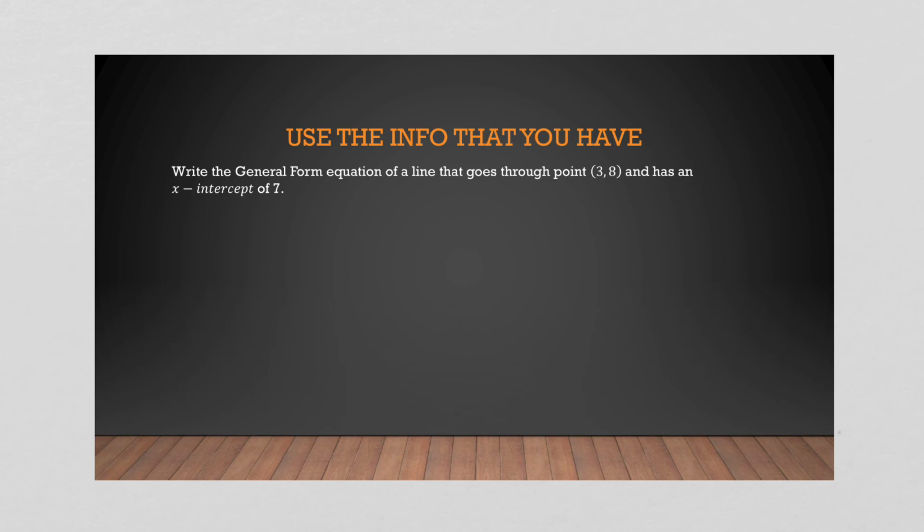So this is our last one. And this just changes the information to make you think a little bit more. So write the general form equation, ax plus by plus c equals 0, of a line that goes through this point and has an x-intercept of 7. So you might be looking at this going, okay, well, I don't have a slope. I only have 1 point. But you don't have 1 point. You have 2 points. The thing is, you just have 1 point disguised right here, the x-intercept.